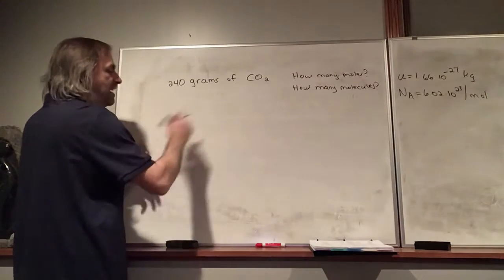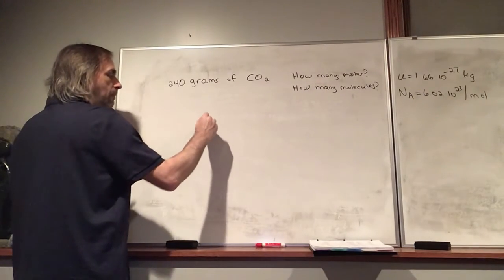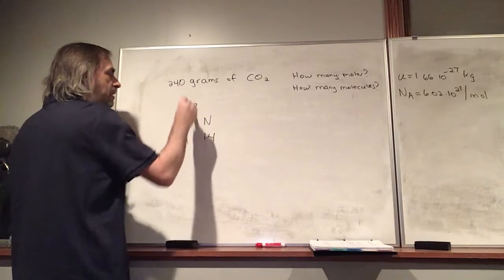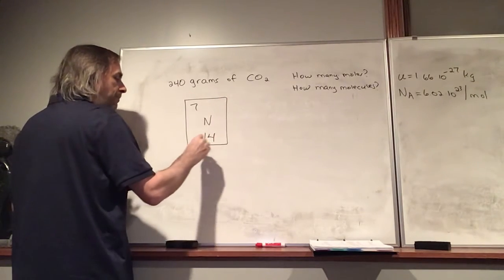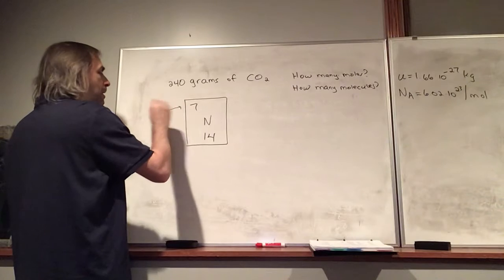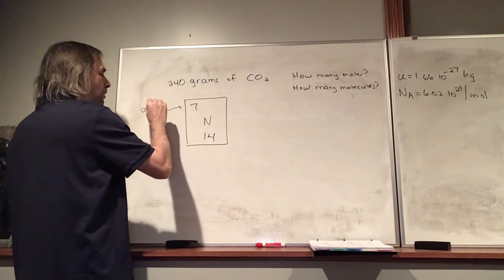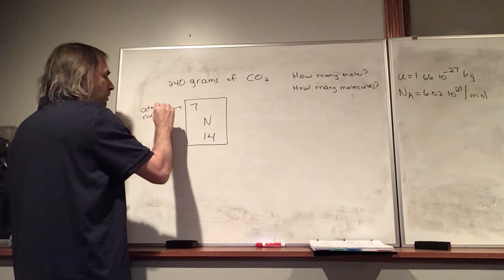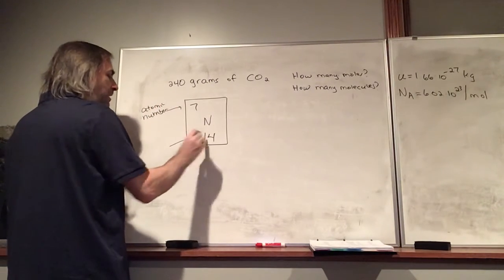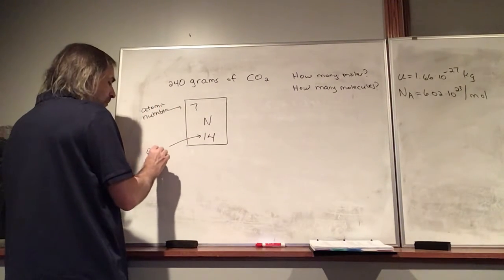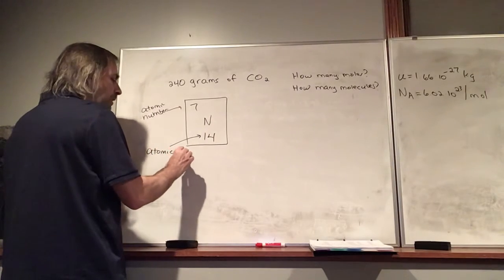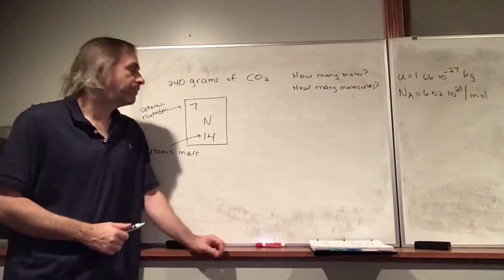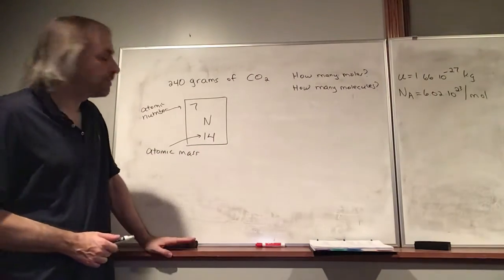On this, let's pick nitrogen. It's going to look something like this. So again, this is the atomic number. And this here is the atomic mass. So what does this atomic mass mean? Like, what are the units here? Well, there's two ways we can look at this.